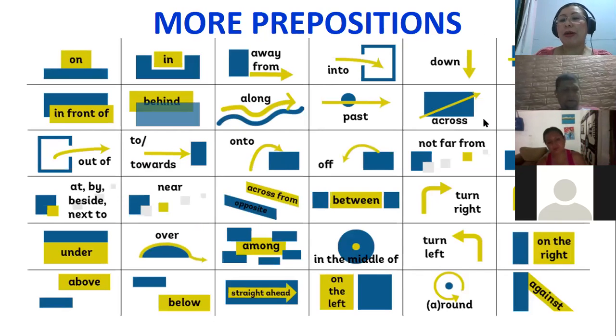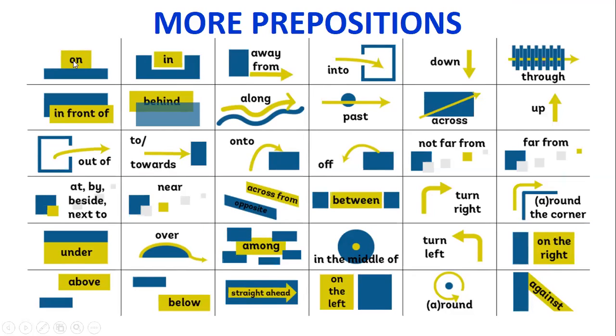To talk about more prepositions, I have here extra ones for you. For example, on, right? The preposition is regarding the green object. On, in, away from, into, down, through, in front of, behind, along, past, across, up, out of, to or towards, onto, off, not far from, far from, at, by, beside, and next to.